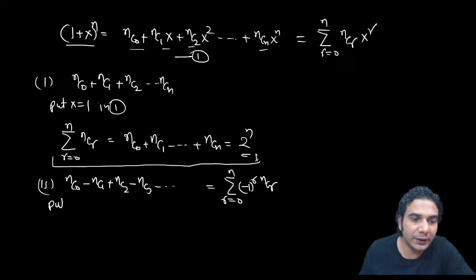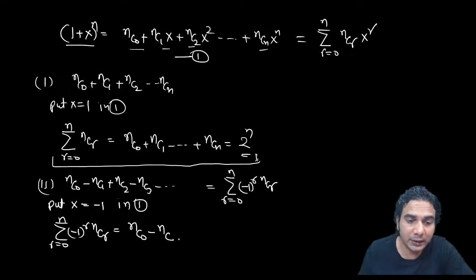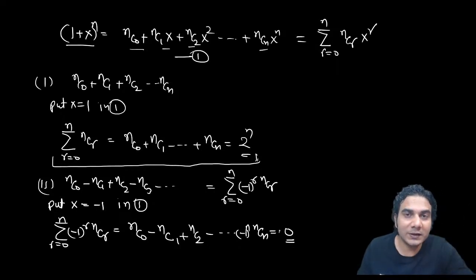In this case, you need to put x equal to minus 1 in the same equation 1, and you'll get this sigma (-1)^r nCr, r from 0 to n. What is this value? Let me write this in a series form: nC0 minus nC1 plus nC2 minus and so on, (-1)^n nCn. This is going to be the last term, and this value will be 0. All right, so this is 0. So sigma nCr is 2^n, and sigma nCr with alternate plus minus is 0.